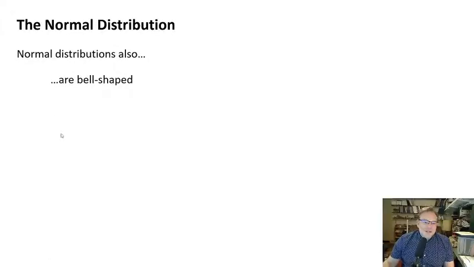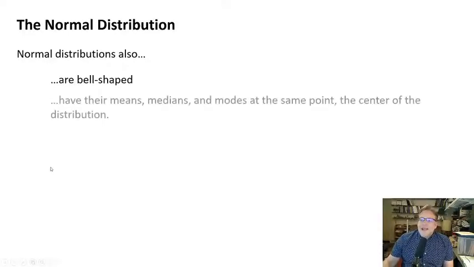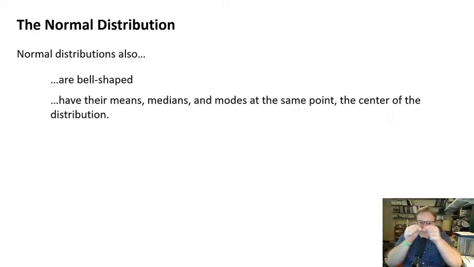Some other characteristics of normal distributions: these distributions are bell-shaped, as you already know. Their means, medians, and modes are all at the same point. Especially when you have a distribution that's skewed to the left or skewed to the right, then its mean, median, and mode will all be in different places. They'll be spread apart from each other. But when you have a nice symmetric distribution like this, the mean, median, and mode line up at the same point, which is right at the center.